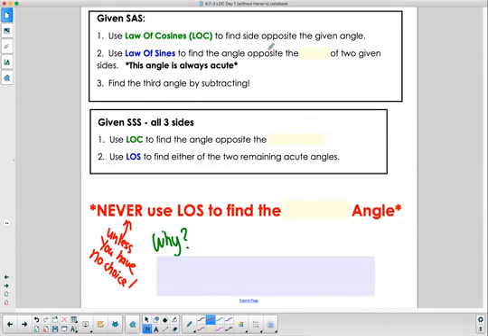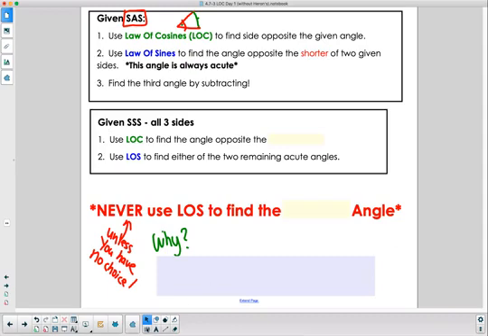Given side, angle, side, use the law of cosines to find the side opposite the given angle. This is if you're given side, angle, side. Yeah, you're given this, this, and this. You would use the law of cosines to find this side opposite that given angle. And then you'd use the law of sines to find this angle opposite the shorter of the two given sides. Remember, law of sines, go for the smallest angle you can find, because the angle opposite the shorter side will always be acute. Law of sines won't let you go wrong there. Then find the third angle by subtracting the other two angles from 180.